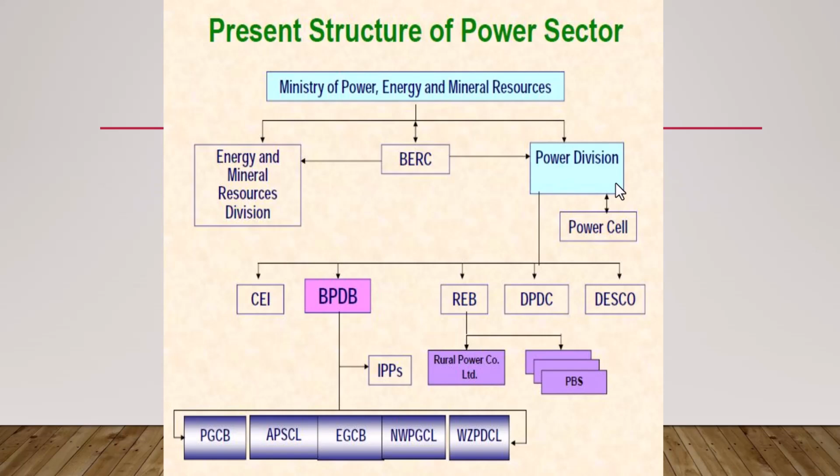Alongside BPDB, there are other major players such as REB, the Rural Electrification Board, which focuses on delivering electricity to rural areas, and companies like DPDC and DESCO, which are responsible for distribution in urban areas like Dhaka. Under REB, we have PBS, that is Polli Bidyut Samiti, and Rural Power Company Limited, which implement and manage power delivery at the grassroots level.